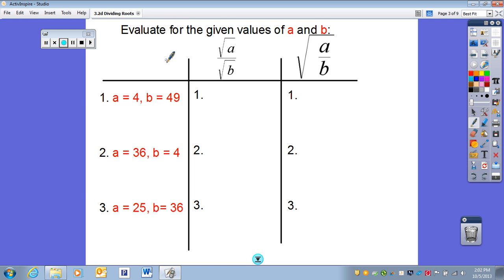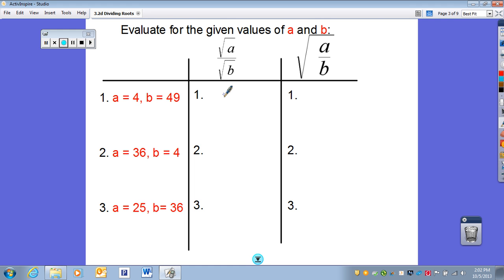So if I have the square root of a divided by the square root of b, if my a is 4 and my b is 49, I can take the square root of each of these separately. I can also write it as one radical, 4 over 49, and take the square root, which would be 2/7. So I can take the square root of the fraction itself, or I can take the square root of the numerator and then take the square root of the denominator.